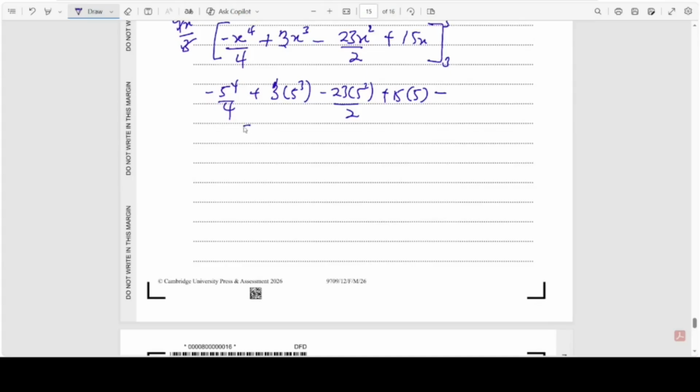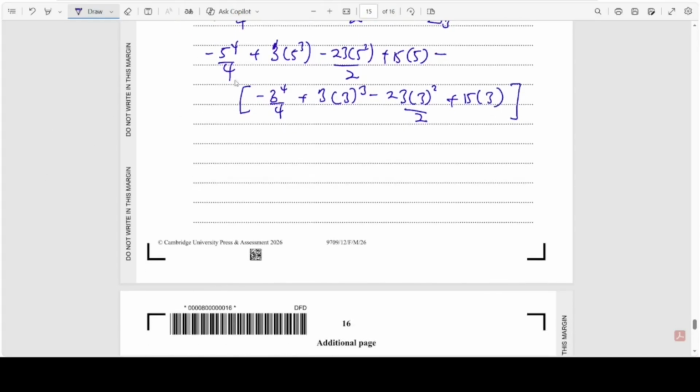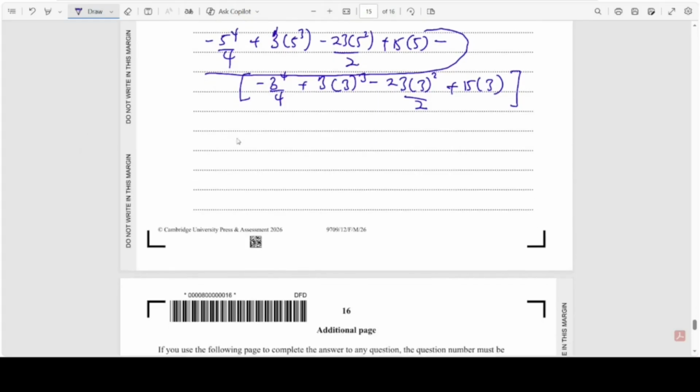It's going to be negative 3 to the power 4 divided by 4 plus 3 times 3 cubed minus 23 times 3 squared over 2 plus 15 times 3. So we do the first part. The first part after substituting 5, our answer is 6.25. Then the one in brackets over here will give us 2.25. So the area of the shaded region is the difference between these values, which is 4, and that is the area of the shaded region in the question.